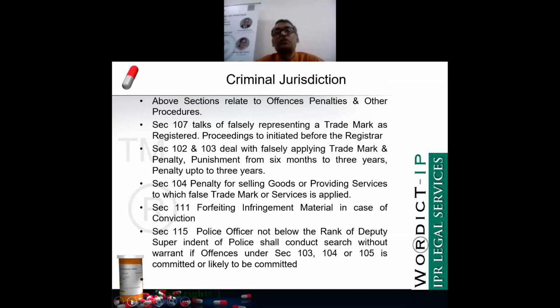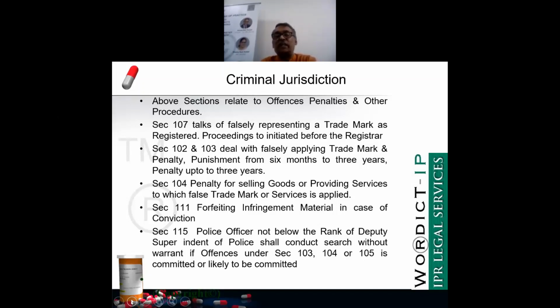Yeah. Criminal jurisdiction, above sections relating to offence and penalties and other proceedings. 107 talks of falsely presenting a trademark as registered, proceeding to be initiated before the registrar. 102 and 103, it can be filed in a regular police station or through a private complaint. The punishment is up to 3 years. 104, for selling goods or providing services with a false trademark. Again, that can be a criminal offense also.